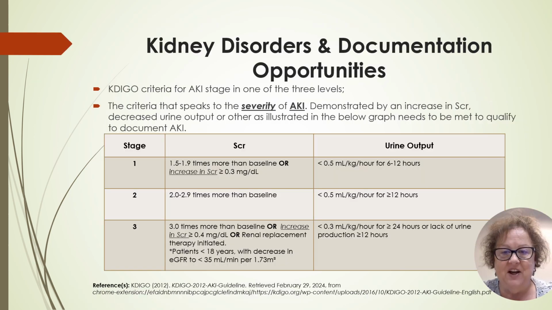Hi, everybody. So just to share with you, and many of you know this already, this chart here will speak to the AKI stages that are one of these 3 levels of stages. The criteria speaks to the severity of AKI. So that is what they're looking at, stage 1, 2, or 3. And again, this speaks to the severity.